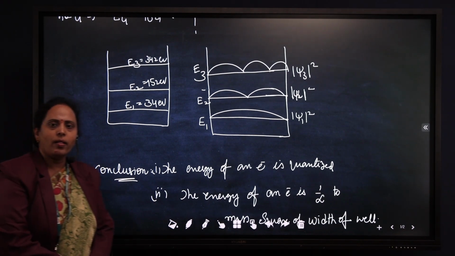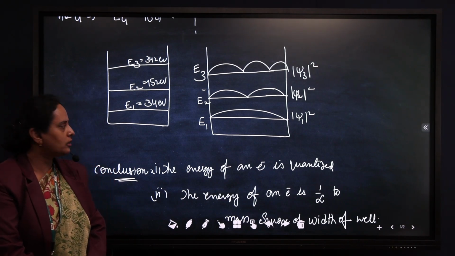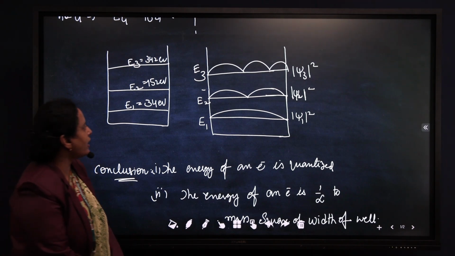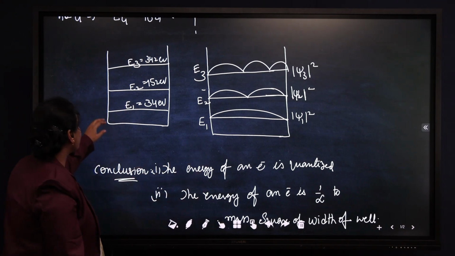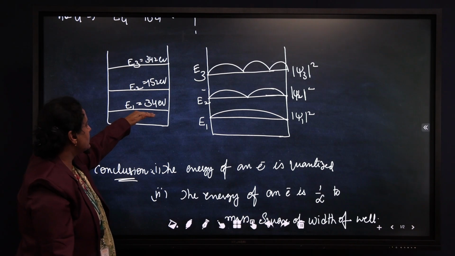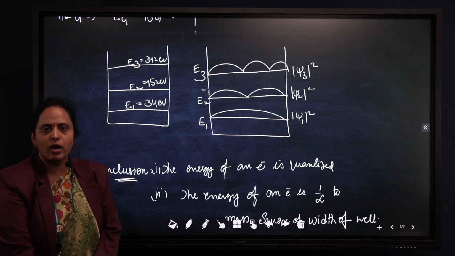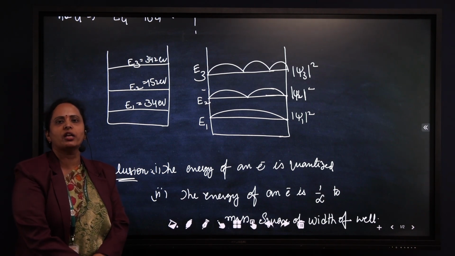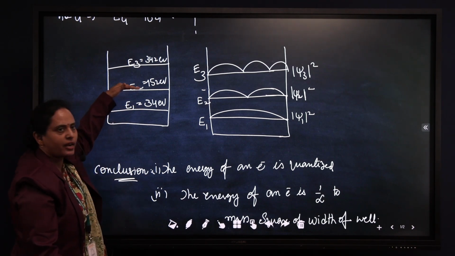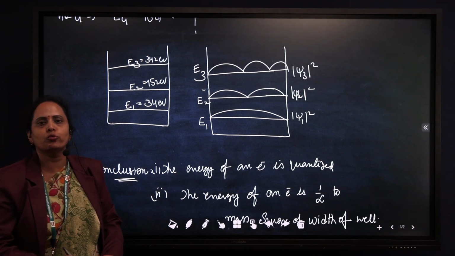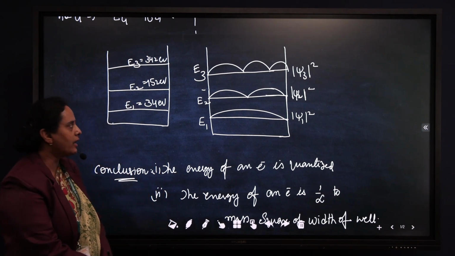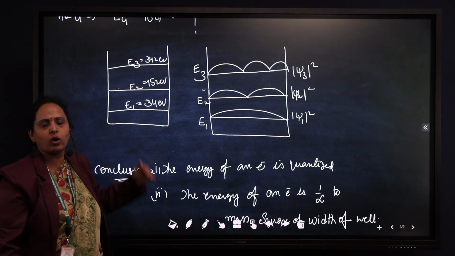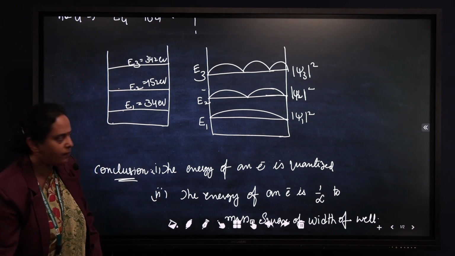Now let us draw the eigenvalues and wave function of the above expression. The energy of an electron in a one dimensional potential box is quantized. That is, discrete energy levels exist for the electron, and electrons are supposed to move only in these discrete energy levels, that is, the E1 energy level, E2, E3 and so on. Likewise, different energy levels exist for the electrons.